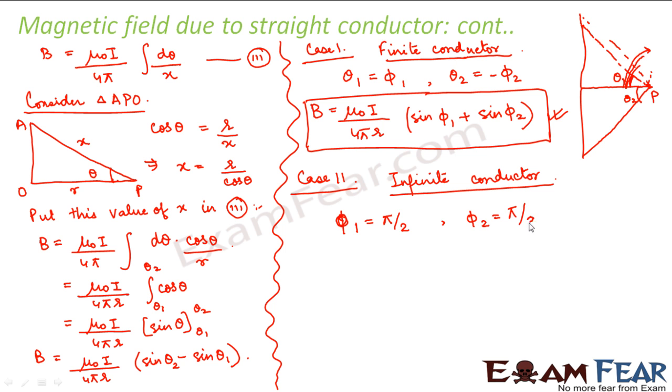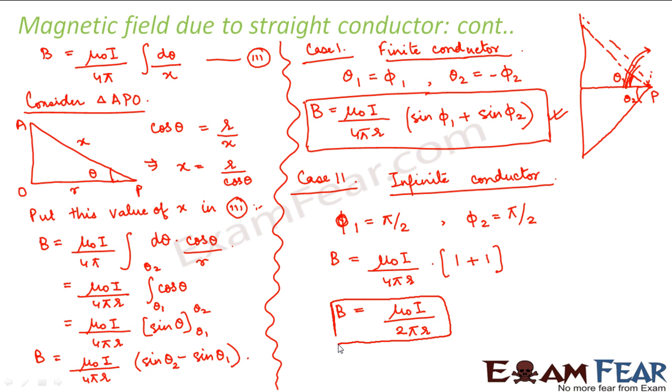So now I don't write it as pi by 2 and minus pi by 2 because I am considering this expression, and in this expression the minus sign is already taken care of. So phi 1 is pi by 2 and phi 2 is also pi by 2. So your magnetic field will become mu naught I by 4 pi r into sine pi by 2 is 1, again sine pi by 2 is 1. So B is equal to mu naught I divided by 2 pi r. So this is the magnetic field at some point P for an infinite conductor.